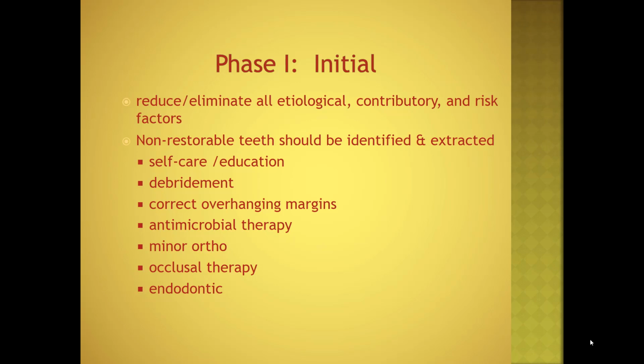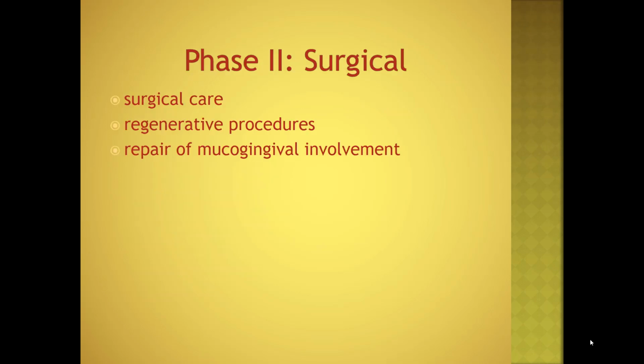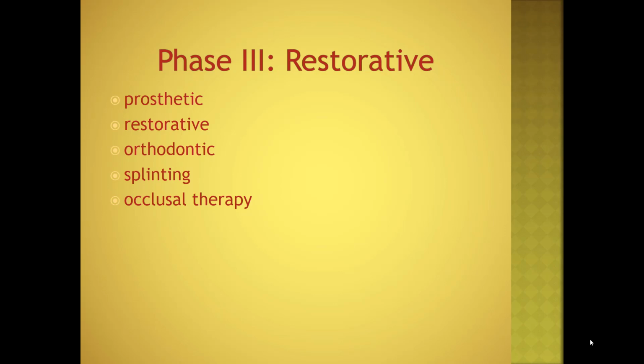Here are some examples of different types of phase 1 or initial. This will include self-care, education for your patient. It includes debridement, scaling, root planing, non-surgical periodontal therapy. It has many different names. Correcting overhangs, antimicrobial therapy, minor, very minor ortho, minor occlusal therapy, and surgical would be surgery, regenerative, repairing mucogingival involvement, those kinds of things. Crown lengthening, as I mentioned earlier.